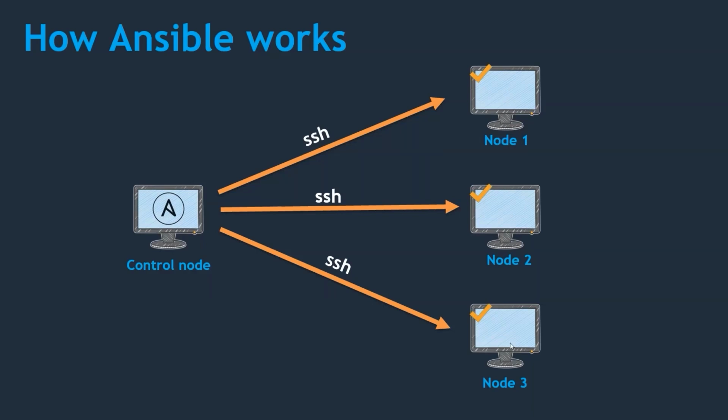So node 1, node 2, node 3, like this we have hundreds of systems in our environment, and the control node can communicate with these systems through SSH. Through SSH it is going to communicate. We don't require any additional agent to communicate with your node. But the only thing is we need to tell our node that this is the control node. We should enable passwordless authentication.